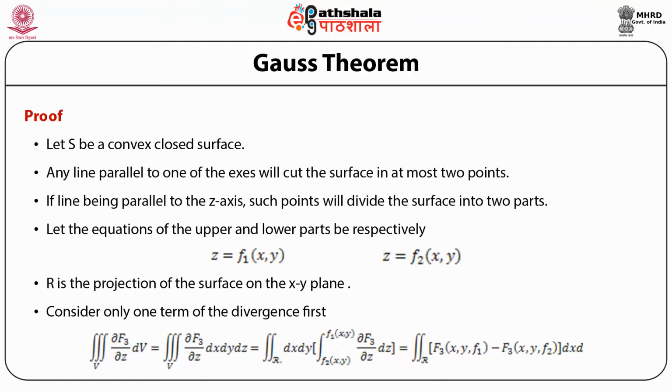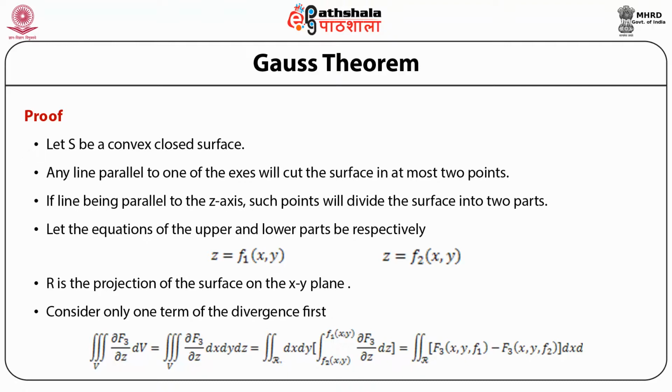Consider first the z component of the vector f. For this component, we have the volume integral of del f3 by del z dv equals the volume integral of del f3 by del z dx dy dz, which equals the surface integral over R dx dy of the integral from f2(x,y) to f1(x,y) of del f3 by del z dz, which equals the surface integral over R of [f3(x,y,f1) minus f3(x,y,f2)] dx dy.